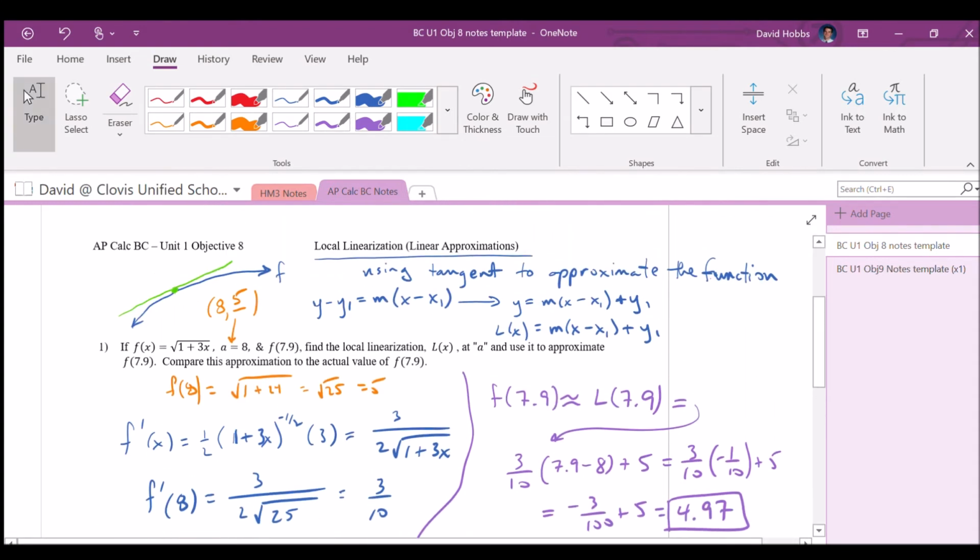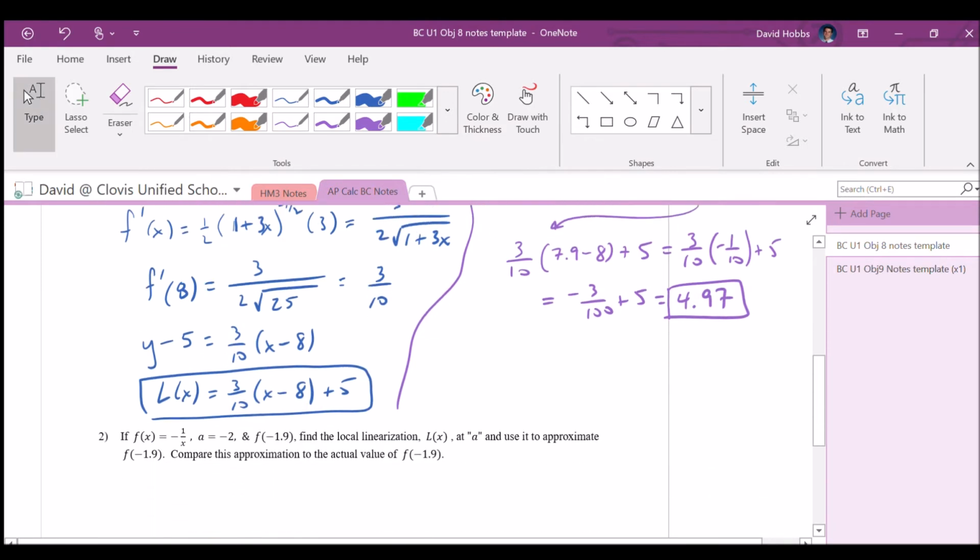Now, so we found the local linearization. We found L of x. We used it to approximate f of 7.9. Now compare this to the actual value of f of 7.9. So grab your calculator right now. Okay, I'm grabbing my calculator. I forgot to grab it ahead of time, but just grab your scientific calculator. We're going to do f of 7.9.